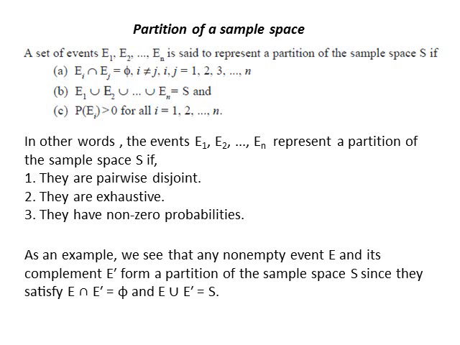As an example, we see that any non-empty event E and its complement E dash form a partition of the sample space S, since they satisfy E intersection E complement equals to empty and E union E complement equals to sample space S. Students, always remember that the partition of sample space is not unique. There can be several partitions of the sample space.